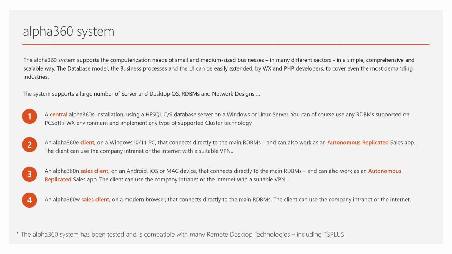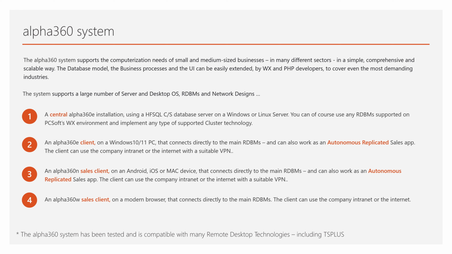In a WinDev, WebDev, and WinDev Mobile installation, there are four basic systems. The first is a central HFSQL client-server database that can be installed on a Windows or a Linux server. You can, of course, use any database supported in PCSoft's environment and implement any type of supported cluster technology. We call this the Central alpha360e installation.